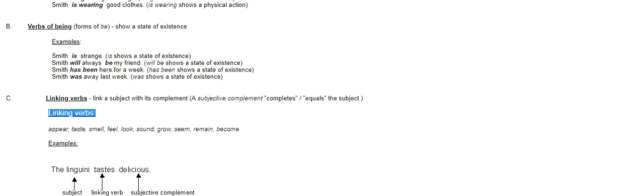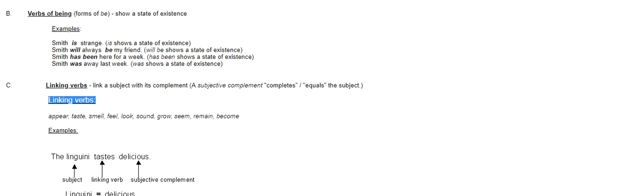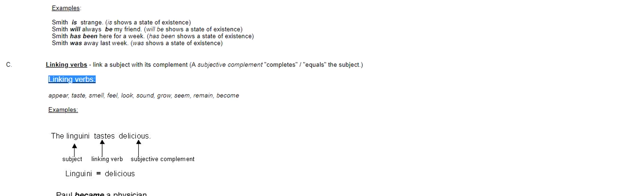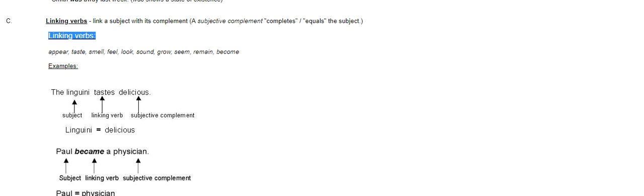And I'll talk about that more in just a second. But it's telling you that the linguine is delicious. So if you can replace this with an equal sign or is, okay, then it might be a linking verb. Let's look at another one. See, linguine equals delicious. You know what linguine is? Linguine is a type of pasta. It's kind of like spaghetti, but it's thicker, and it is delicious, depending on what sauce you put on it.